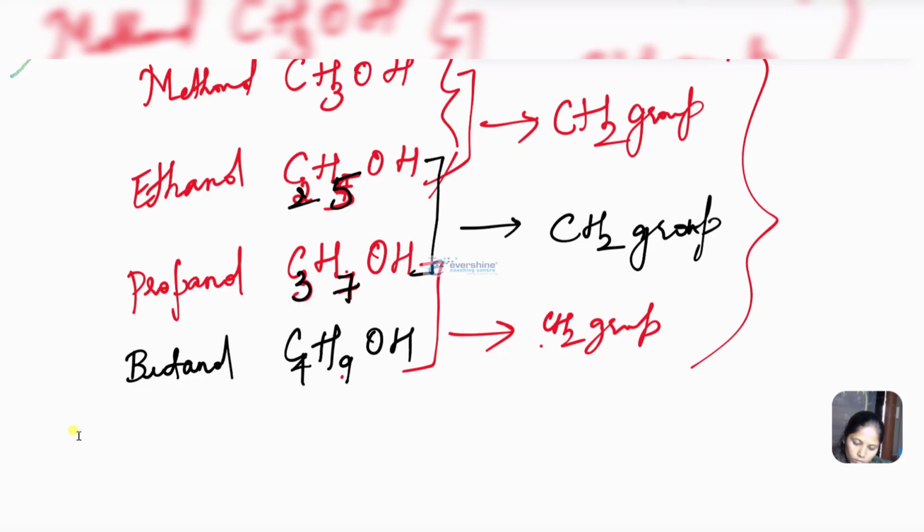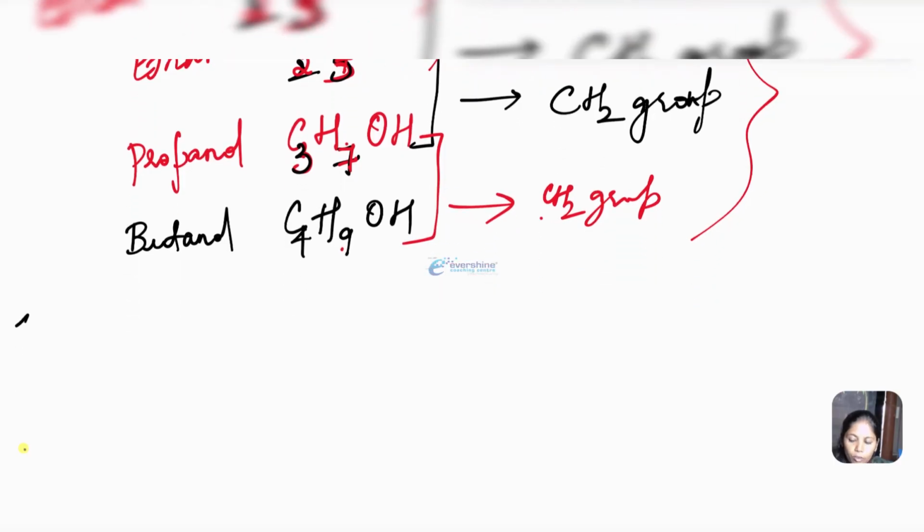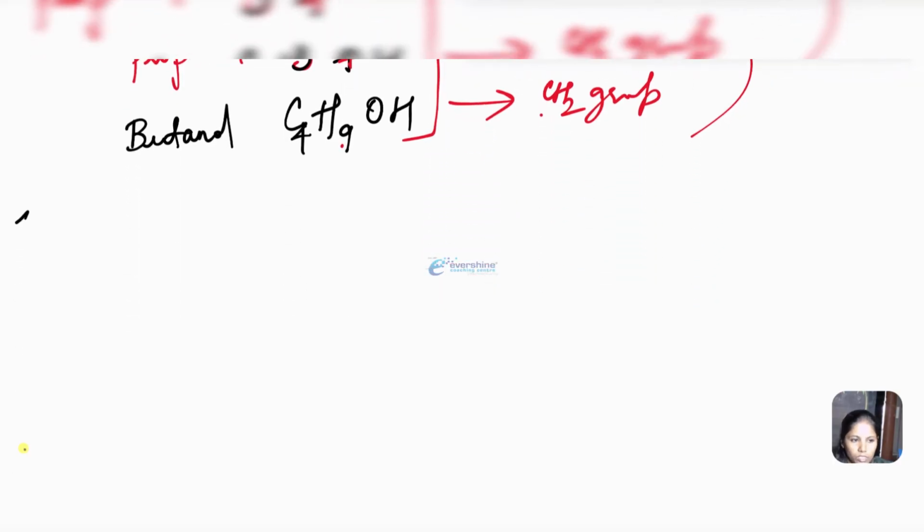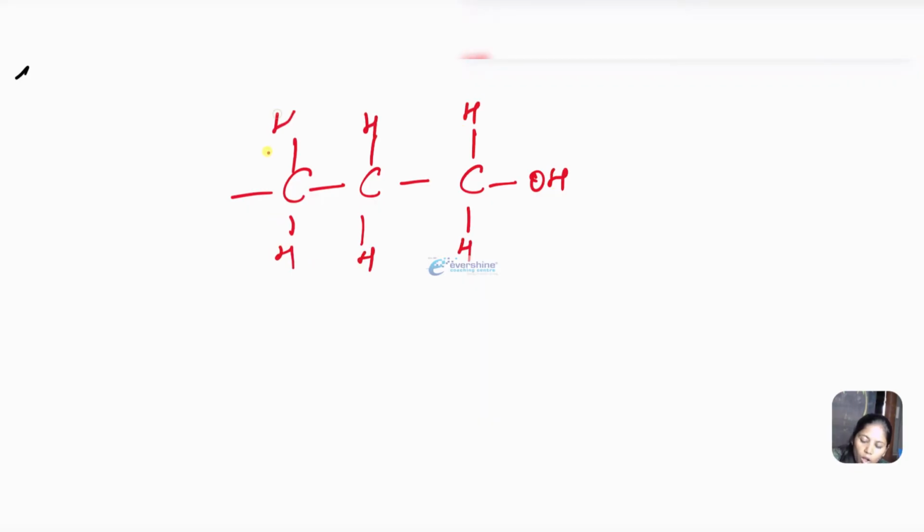Very important question. They will also ask in the exam the number of covalent bonds in a structure. They will give one structure, for example C3 and then one OH, and the rest of them all H. How many covalent bonds are there? They'll ask. So you count the bonds: 1, 2, 3, 4, 5, 6, 7, 8, 9, 10. So there are 10 covalent bonds.